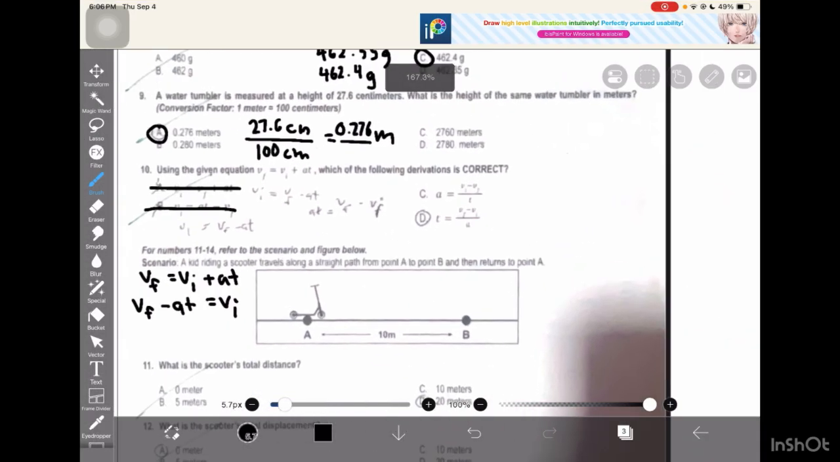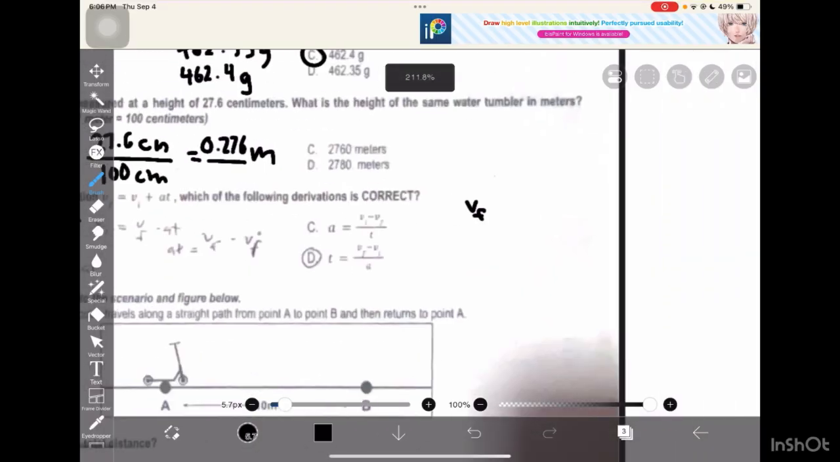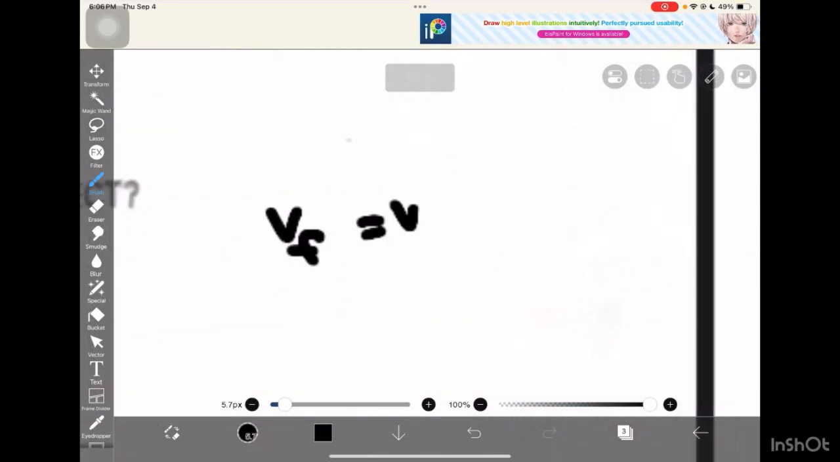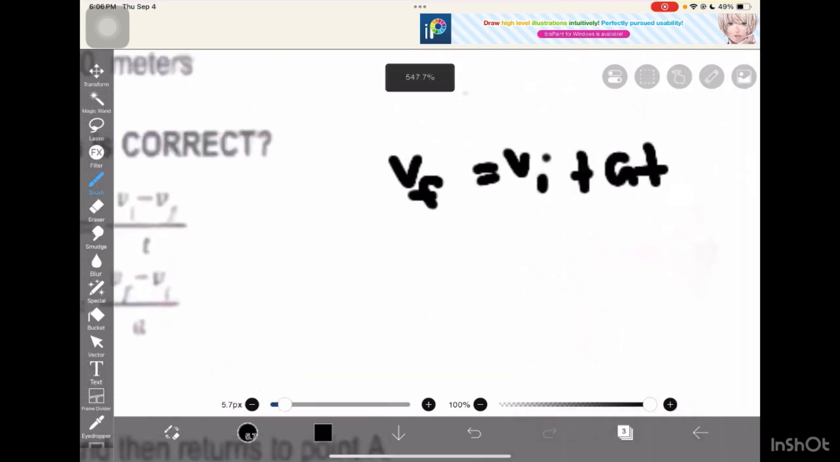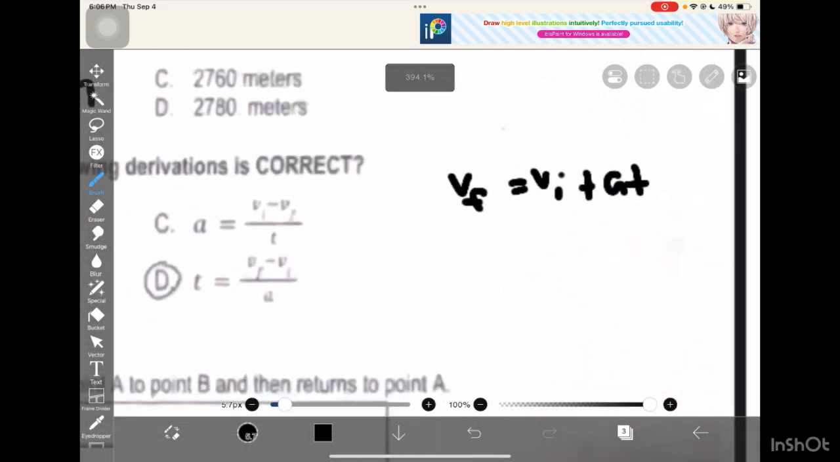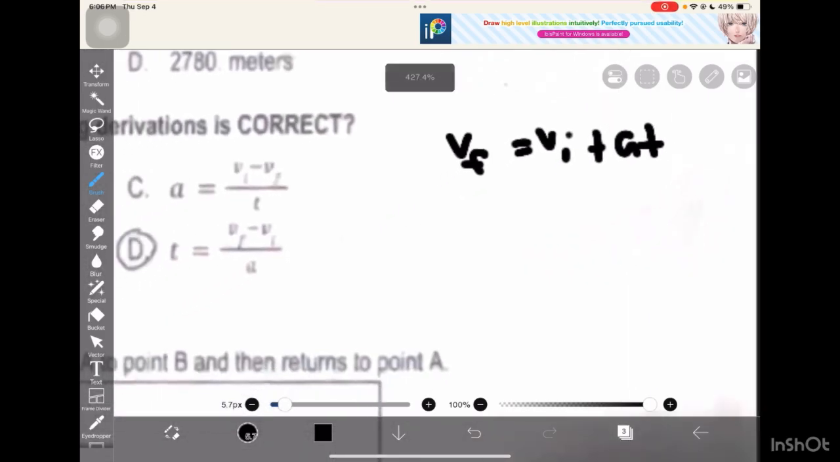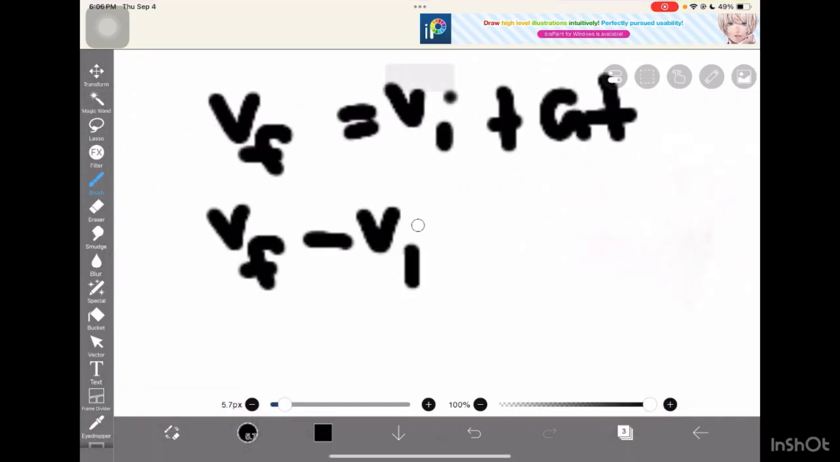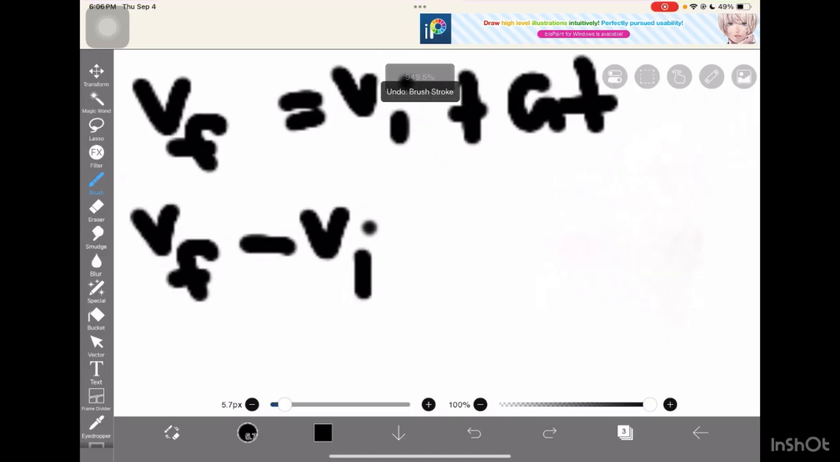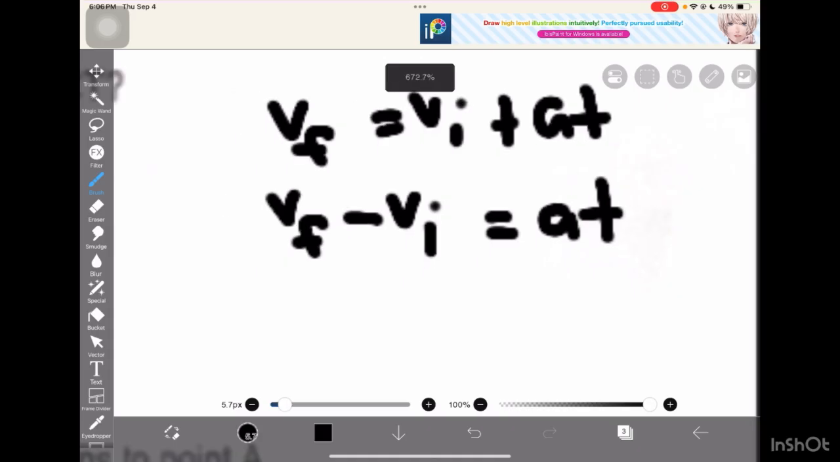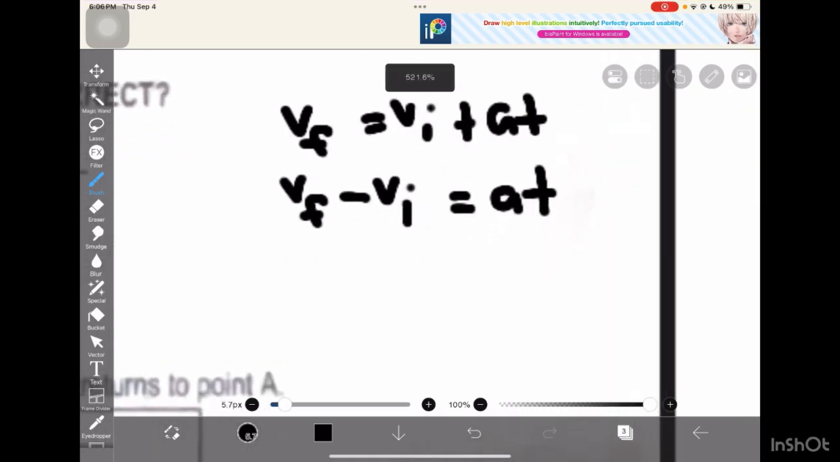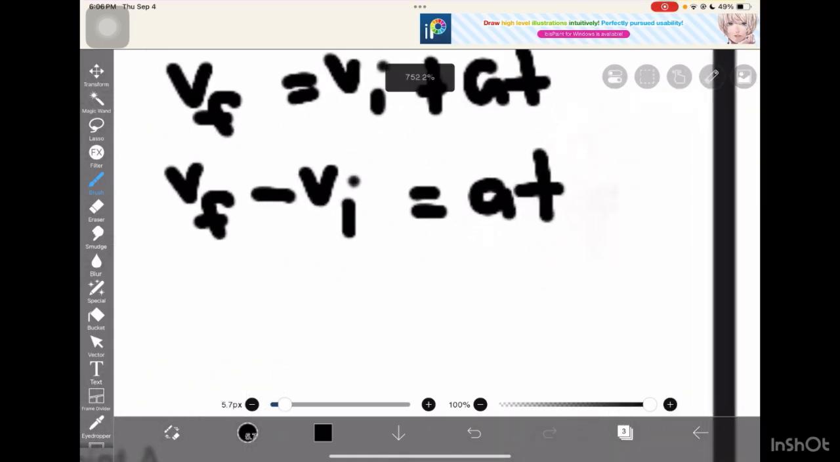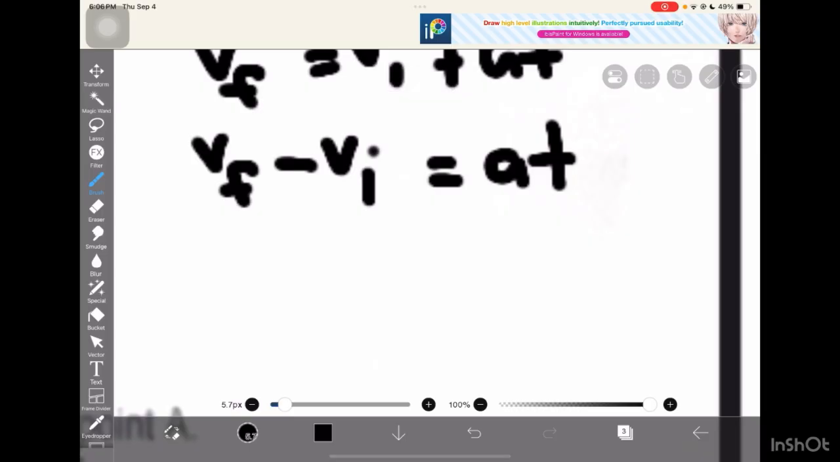So let's try to derive this. V sub F is equal to V sub I plus AT. So let's try to isolate AT first. So V sub F minus V sub I. The reason why we do minus is because this is positive and it now becomes negative. We're just flipping signs. So this is equal to AT. But we need only A. So to get rid of the T, since it's multiplication, we just divide both sides by T.